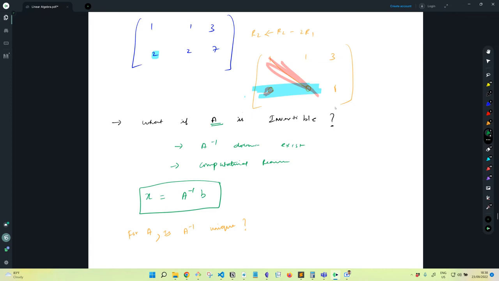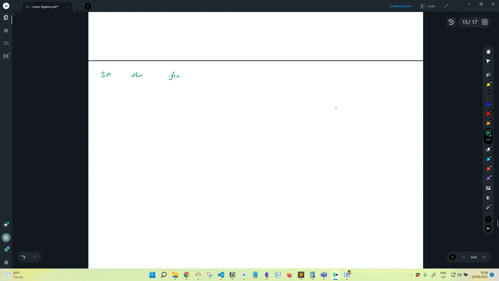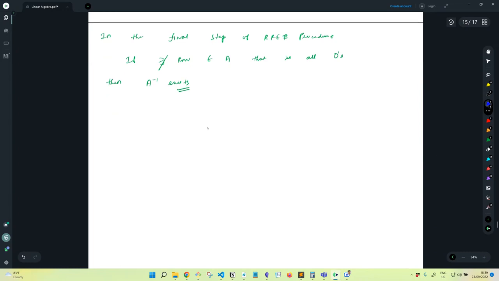So if in the RREF there is no row that is all zeros, then it means that A is invertible. Let me state this: if in the row reduced echelon form, in the final step of the RREF procedure, there exists no row in just the A part, ignoring the B part for now, that is all zeros, then A inverse exists. Does this statement make sense to you? Is there any doubt? Okay, good. So then A inverse exists.